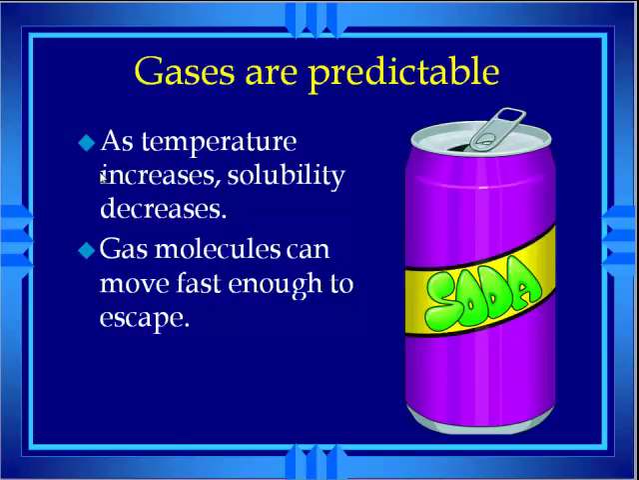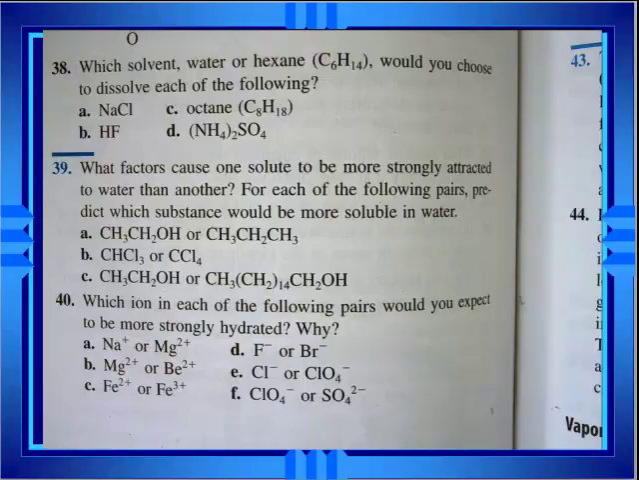All right? So let's just look at one simple problem that we would be asked to do. And if we remember the like dissolves like and how temperature and pressure affect solubility, these problems are pretty straightforward. So look at question 38. Which solvent, water or hexane, would you choose to dissolve each of the following? Well, in this case, we're talking about water, right, being polar, and hexane, look at that, that's nonpolar. So if I'm going to dissolve something in either one of those, I want to make sure that it's like. Like dissolves like. So what is this? Ionic compound, going to dissolve it in water.